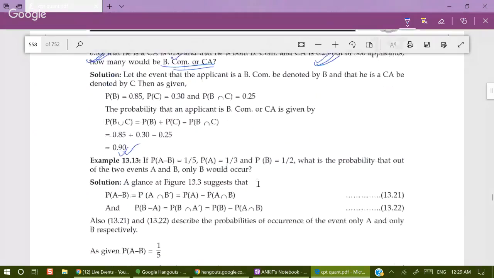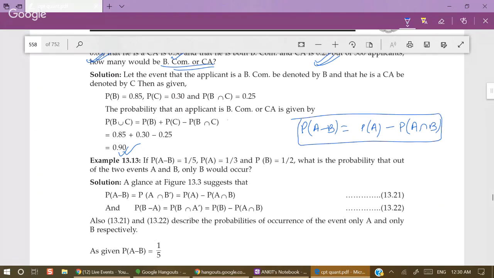Thereafter, question 13. P(A minus B) is equal to P(A) minus P(A intersection B). A minus B means P(A) minus P(A intersection B). You have to remember this. When we study the set theory chapter, this will be very clear to you, why A minus B is like this. So P(A minus B) is this.